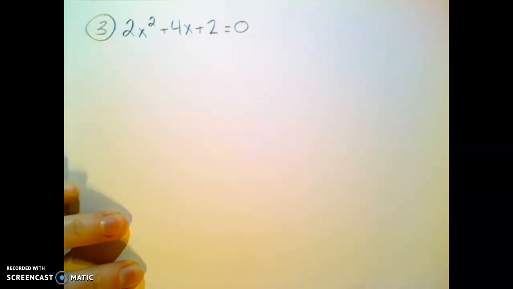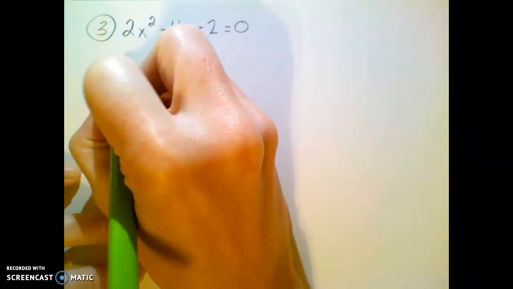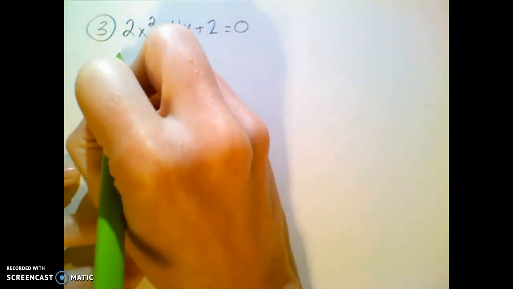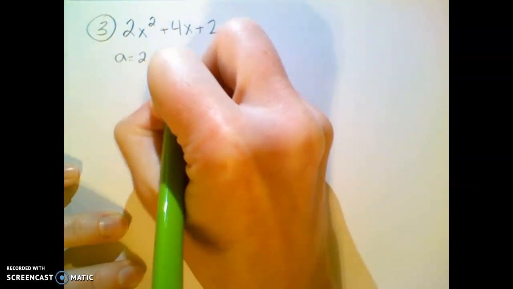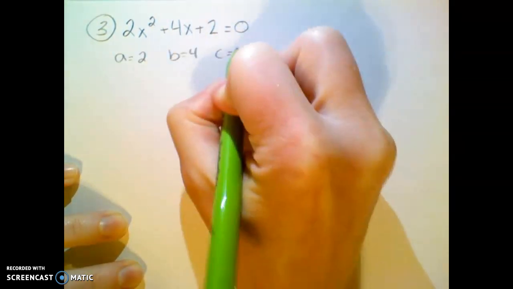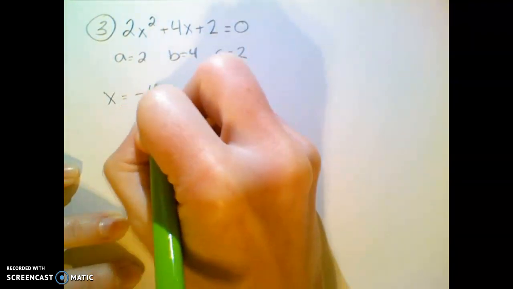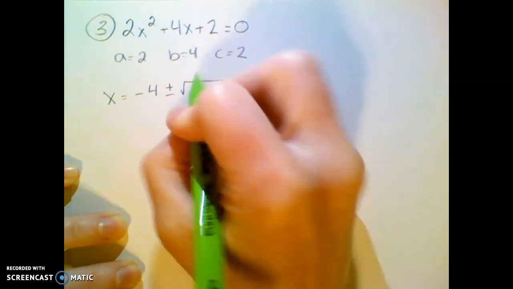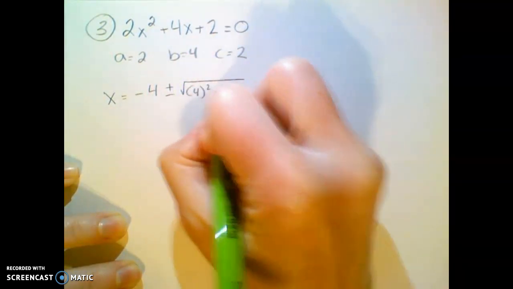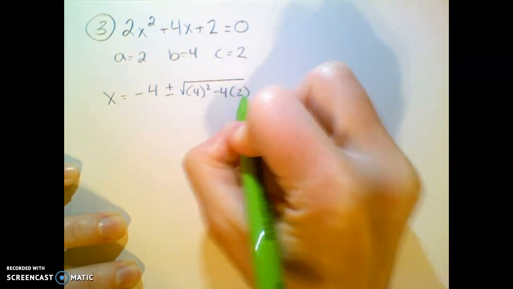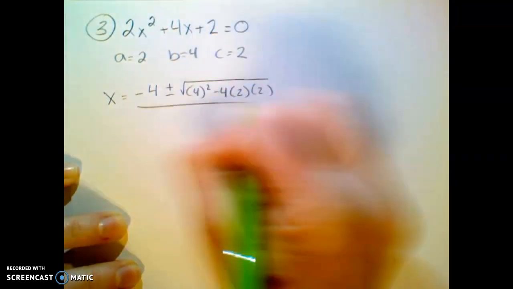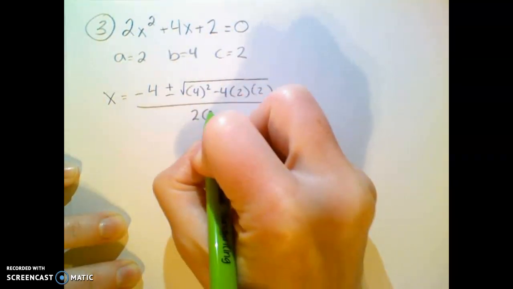All right, hopefully you wrote down that quadratic formula, so we're going to jump right in again. In standard form, so we're good to go. So a equals 2, b equals 4, and c equals 2. Make sure you're not writing the x's, just the numbers. Okay, quadratic formula is x equals negative b plus or minus the square root of b squared minus 4 times a times c all over 2a.